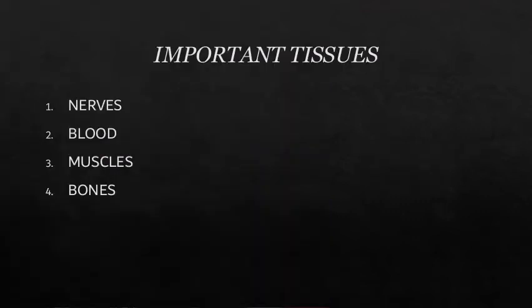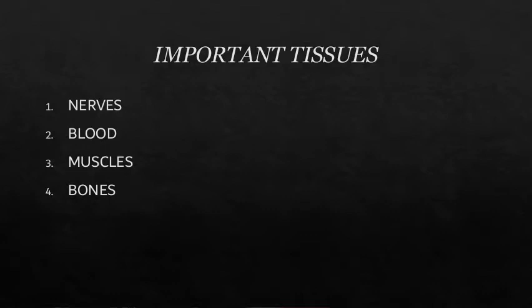So today we are going to learn the different important tissues. What are the important tissues that we are going to learn today? Nerves, blood, muscles and bones. These are all present inside our body, children, not outside. It is present inside our body, and these are the tissues.